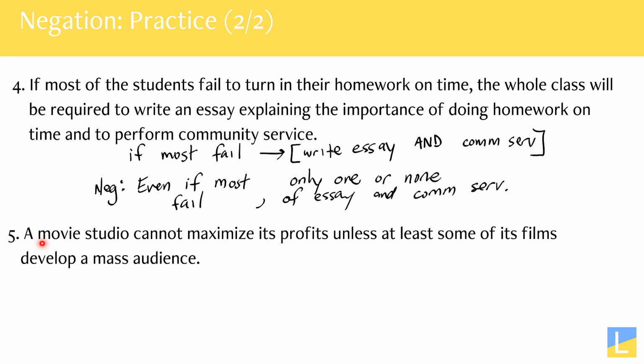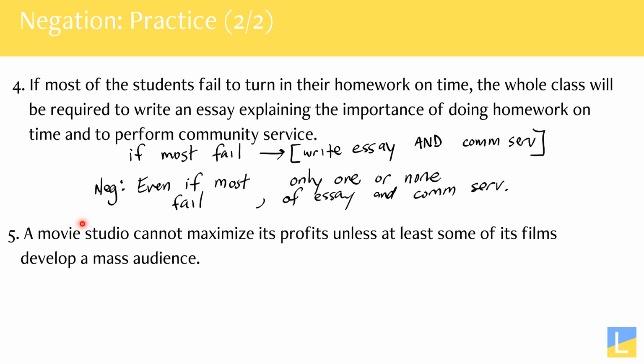Number 5 says a movie studio cannot maximize its profits unless at least some of its films develop a mass audience. Now, the negation of this one is a movie studio can maximize its profits even if none of its films develop a mass audience. Now, I know that that's probably not an intuitive understanding for many students, so I want to walk through the steps that we can take to understand how to negate number 5.